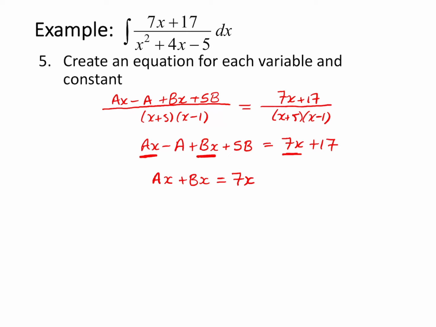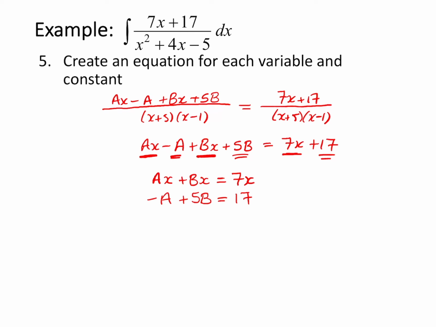At the same time, we have this minus a and 5b. Those have to add to the constant term, the 17. So we'd have minus a plus 5b has to equal that 17. So we're making two equations, one for the variable term, the 7x, and one for the constant, the 17. And what we have now are two equations.